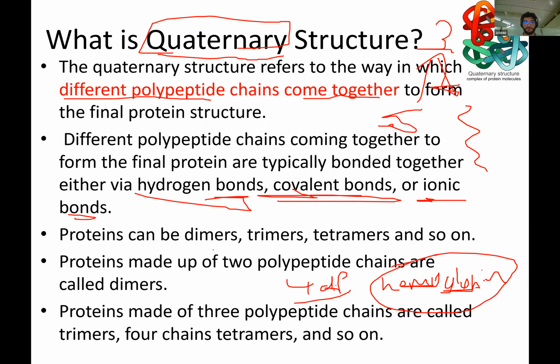If 2 big proteins come together, it's called a dimer. If 3 of them come together, it's called a trimer. If it's 4, it's a tetramer, etc. It's just how it is. So I think that's pretty clear. The only thing to remember is that the proteins come together, 2 or 3 different proteins. They interact through hydrogen bonds, covalent bonds, and ionic bonds, and that's it.